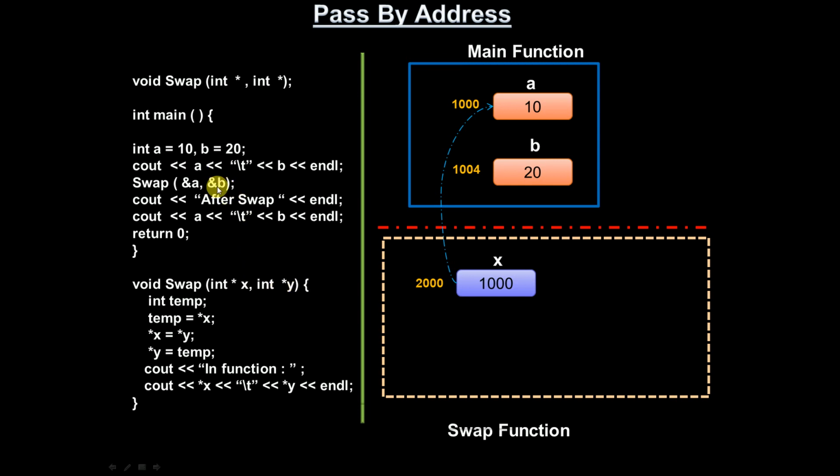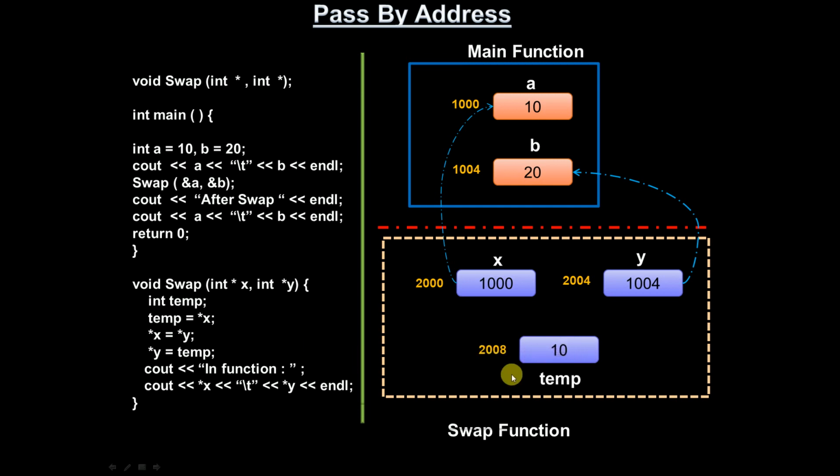So address of B, this star y is pointing. That is, y pointer is pointing to address of B. Okay, so y is a pointer which is holding the address of B, that is 1004. So it is pointing to this memory location, and it is present at 2004 memory location in a separate stack frame. Later we have created one local variable, that is temp. Now for temp also one memory is allocated, and 2008 is the memory location.